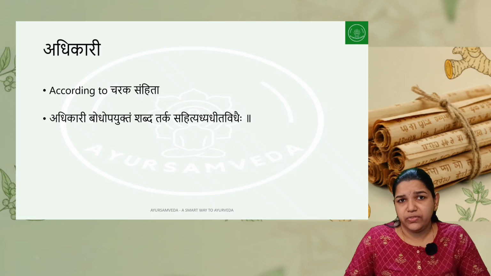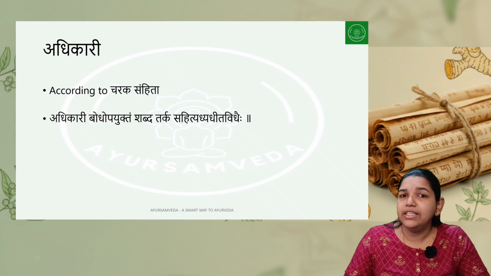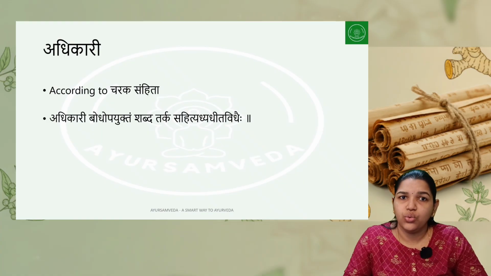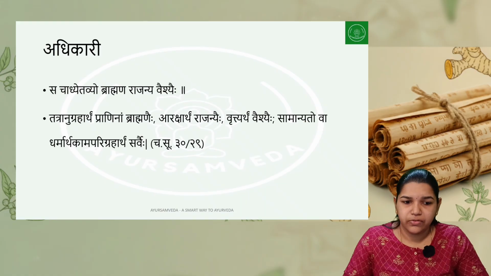Well, coming to the Charaka Samhita's concept, it has been explained in the Chakrapani Tika: adhikari bodha upayuktam shabda tarka sahitam adhyayana vidhehi. So a person who uses his tarka to understand the shabdas, that is, what is told in the Aptopadesha, is considered to be adhikari. The detailed descriptions of adhikari can be seen in different references.